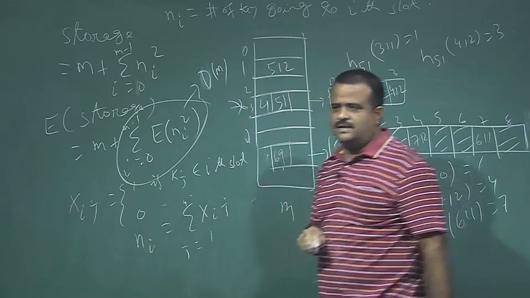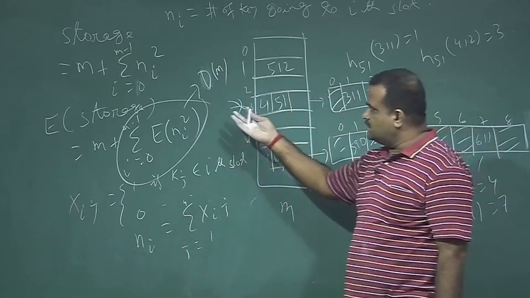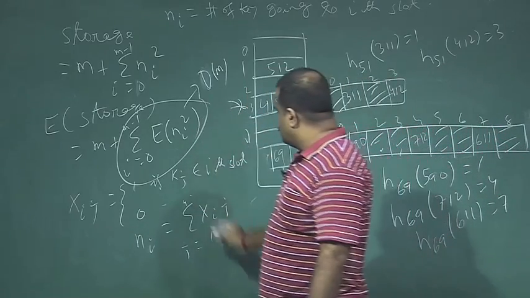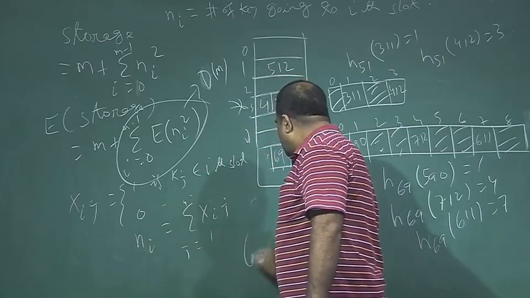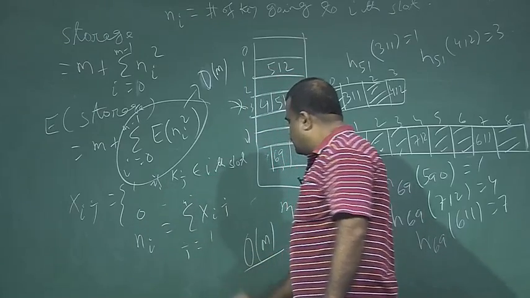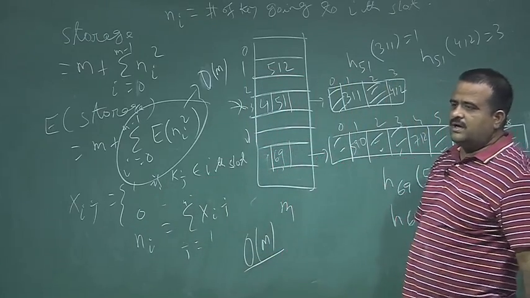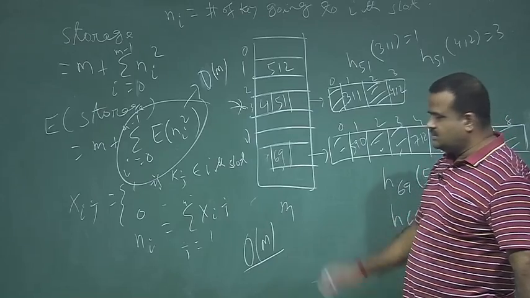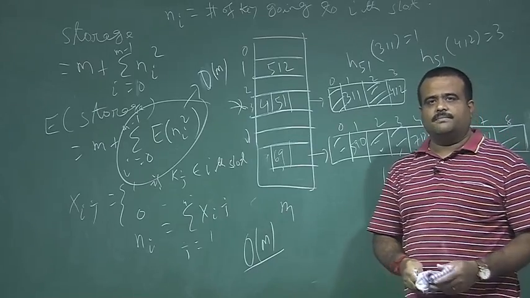This analysis is there in any algorithm book. This is the bucket sort analysis. So the storage is again order of m. So we are not really using much extra memory. This is reasonable, order of n. Okay, thank you.